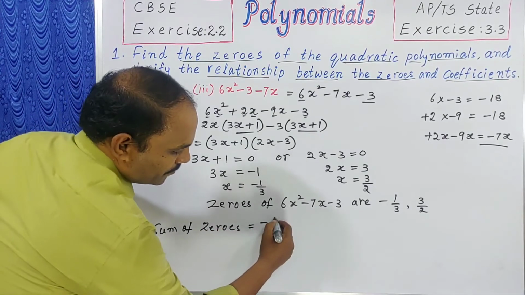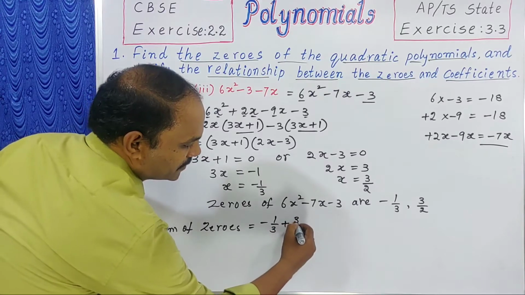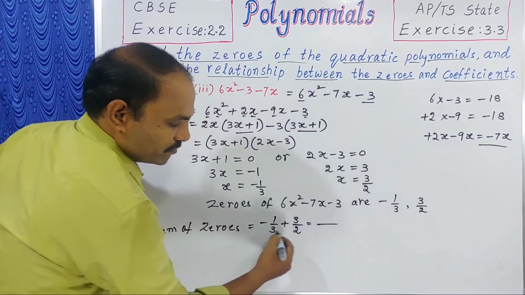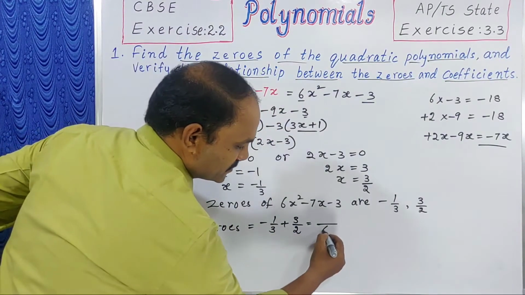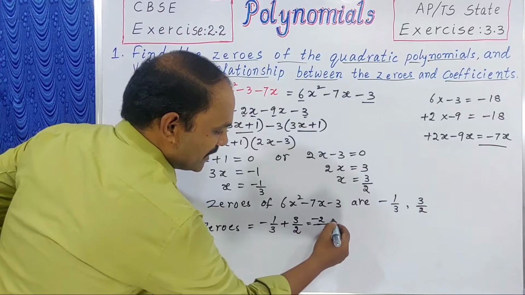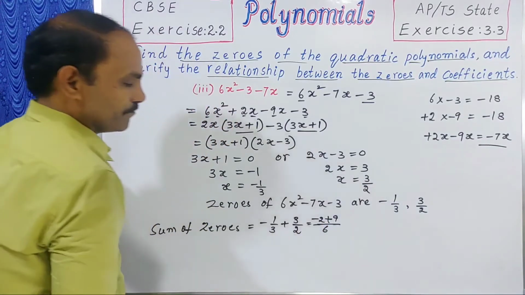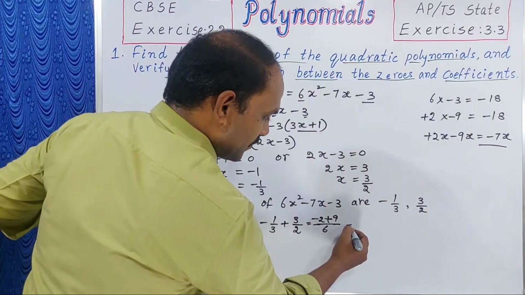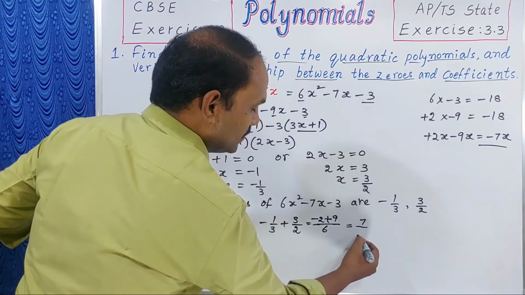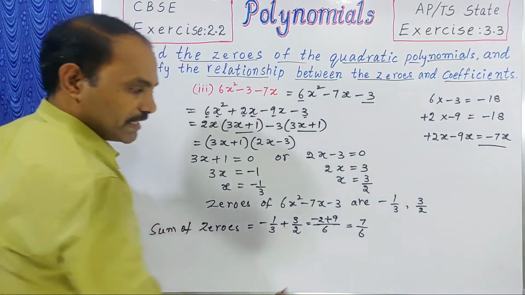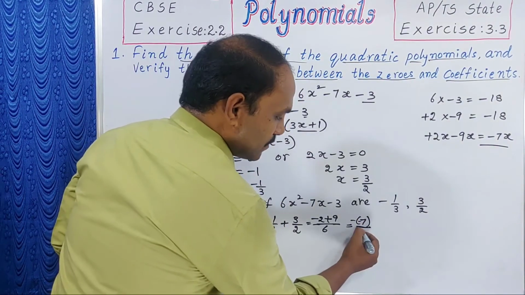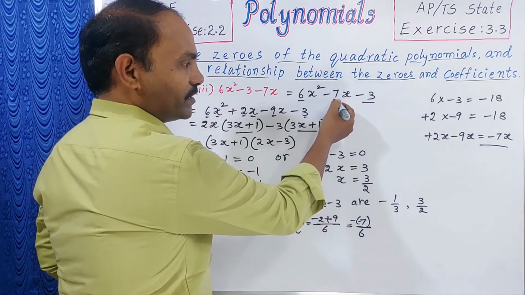Let us check the sum. Minus 1 by 3 plus 3 by 2. Here these two are co-prime numbers, that's why 3 times 2 is 6, this one is the LCM, and cross multiplication: 2 into minus 1 is minus 2, plus 3 threes is 9. Then what we get here? 7 by 6. Now we can write 7 as minus of minus 7. Then minus 7 is the coefficient of x.